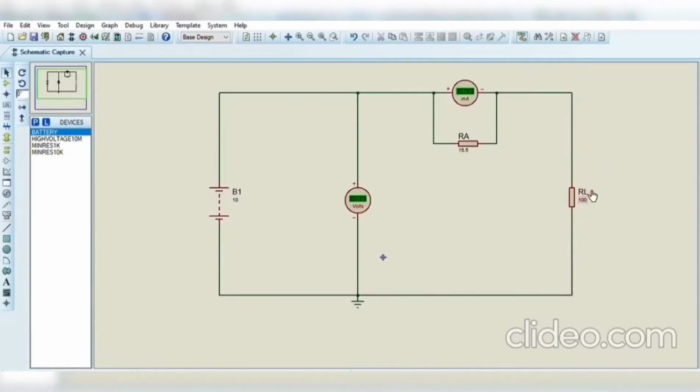Second, we try value of RL with 150 ohm. So we got the value of I1 is 66.7 milliampere. And the last one, we try value of RL with 300. So we get the value of I1 is 33.3 milliampere. So based on result on the simulation, we got it same with the calculation.